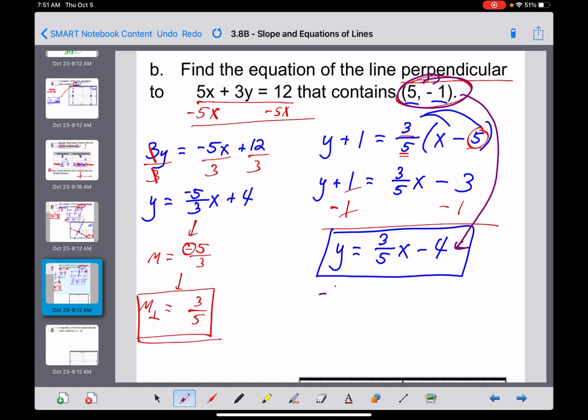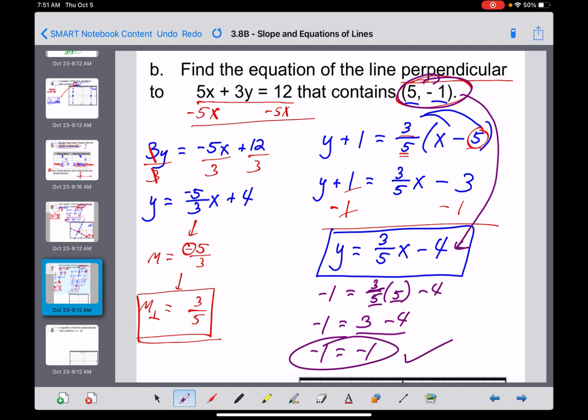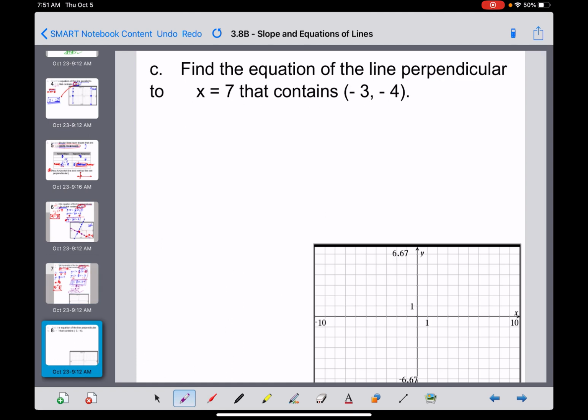Okay, let's see what we got. Our y coordinate is negative 1. That equals 3/5 times 5 minus 4. So negative 1 equals 5 divided by 5 is 1, times 3 is 3, and 3 minus 4 is negative 1. Yep, that does exactly what I wanted it to do, so I feel pretty confident in that answer right there.